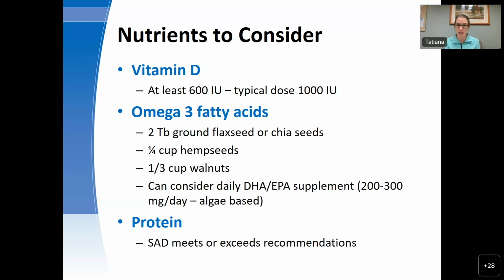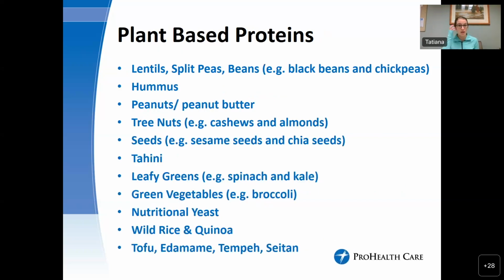We can easily get enough protein by like morning snack, depending on what we're eating, okay? And so there's plenty of plant-based proteins that we can incorporate into meals and snacks to easily meet your daily protein needs. So again, this is going to go to our beans and legumes. Hummus, right? It's made from chickpeas. Peanuts, peanut butter, tree nuts, and nut butters, right?